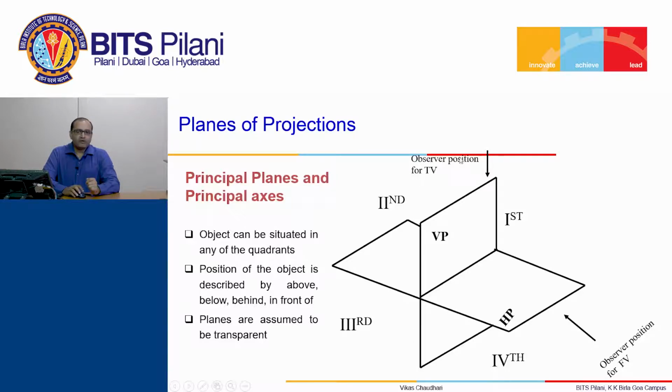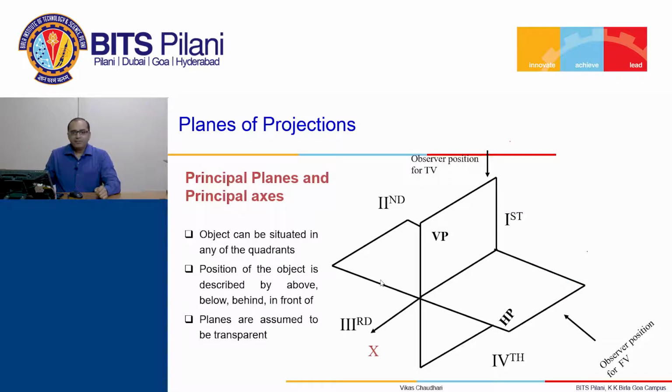For top view, observer is here, the third quadrant is away. Then principal axis, this is the x axis which is described. Similarly, we can describe other axis, that is y axis, and this particular axis is the z axis. So these are the principal axis.